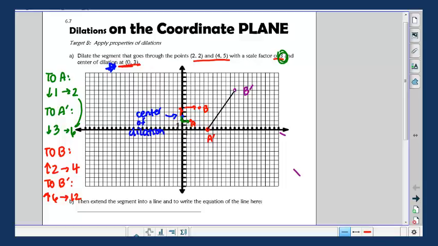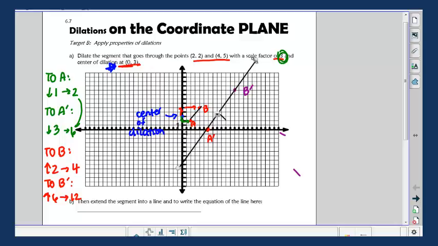So if it asks you to dilate the segment, then my new segment is going to connect A prime to B prime. Sorry, I didn't connect the original A to B, so I'm going to do that too, just so you know what the original segment looks like. And then this is my A prime to B prime. Second part is then to extend your segment and write the equation of the line that is your dilated line. So I'm going to make this line a little bit longer so it goes past it.